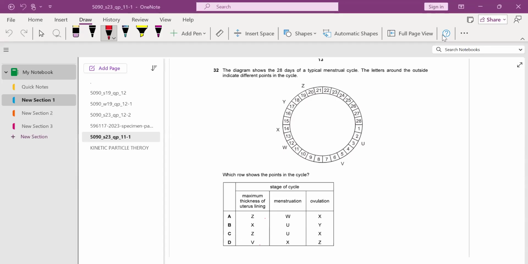So this is part 2 of May-June 2023 P11. Question number 32. The diagram shows the 28 days of a typical menstruation cycle. The letters around the outside indicate the points in the cycle.